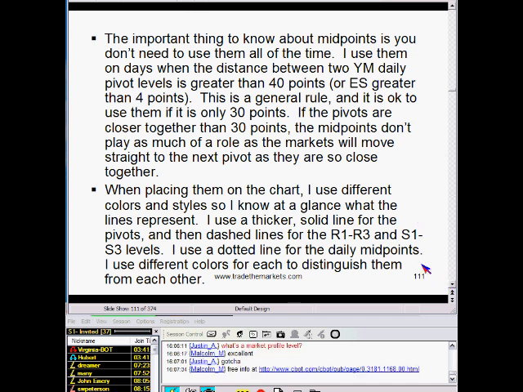All right, so the main thing with the midpoints is just... Oh, thanks, Malcolm. Yeah, they've got a free tutorial there at the CBOT, so you can look at it there for market profile.